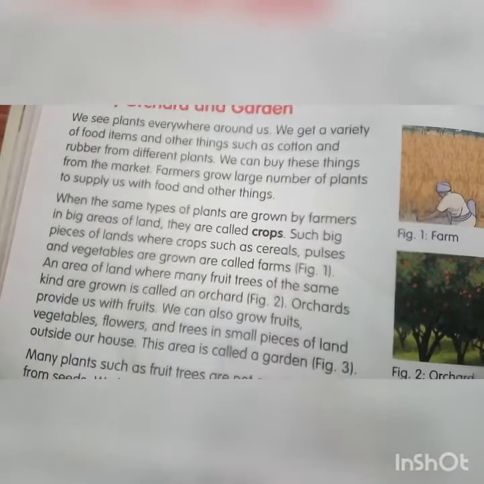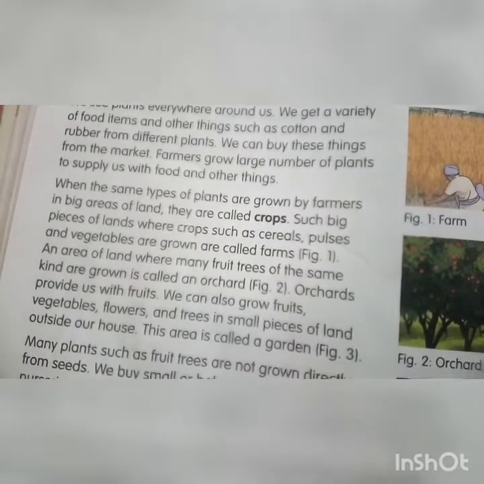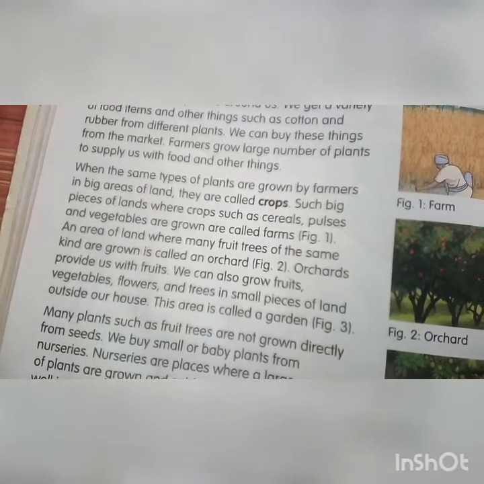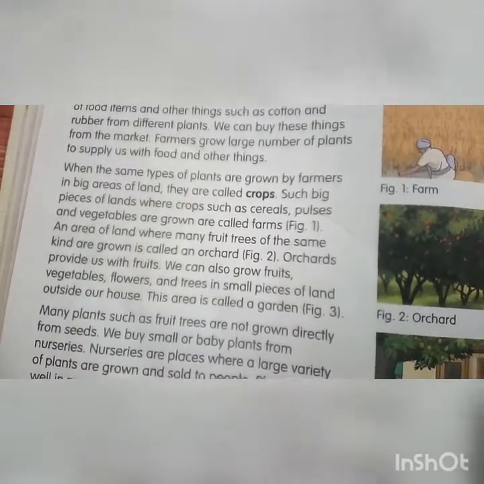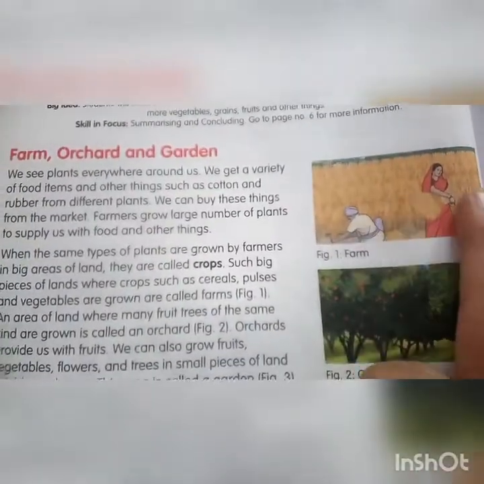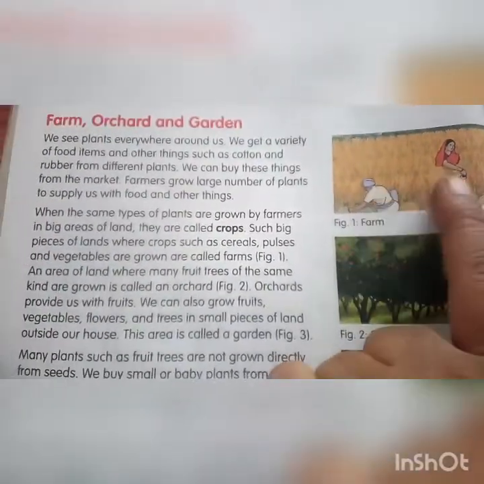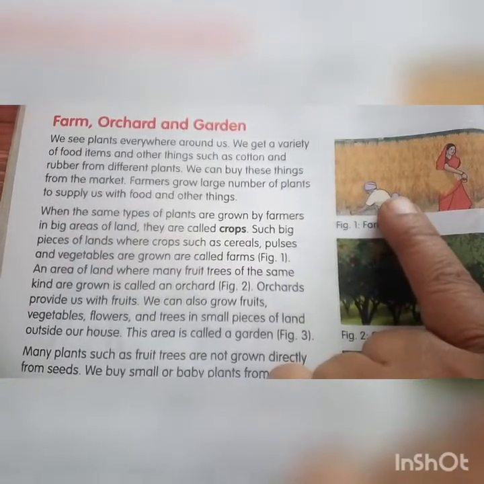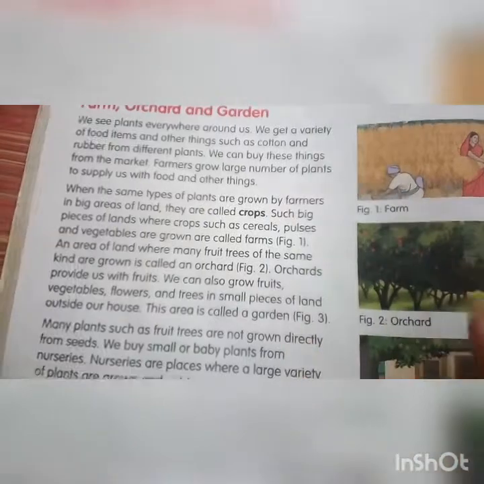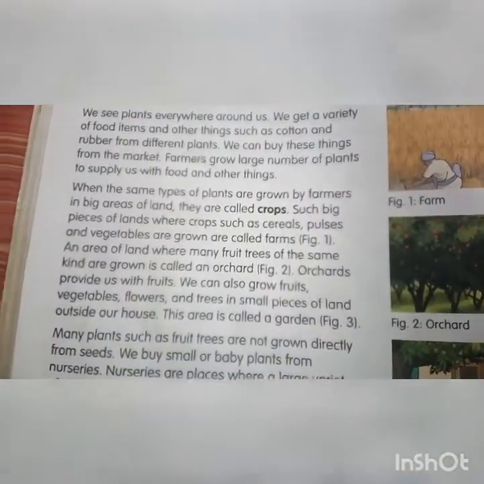Such big pieces of land where crops such as cereals, pulses and vegetables are grown are called farms. See in figure number one. This is a farm, and in this farm many vegetables, crops, pulses, cereals are grown.